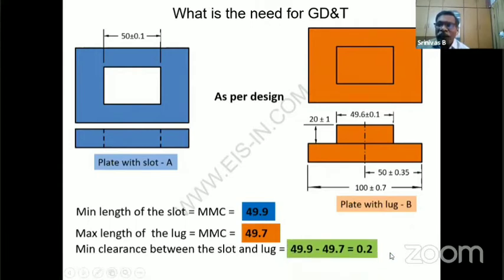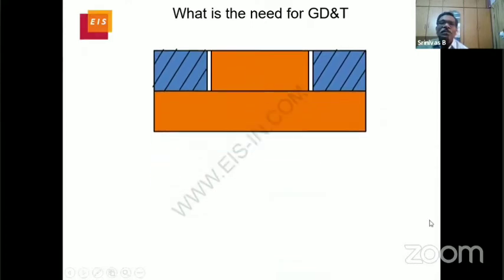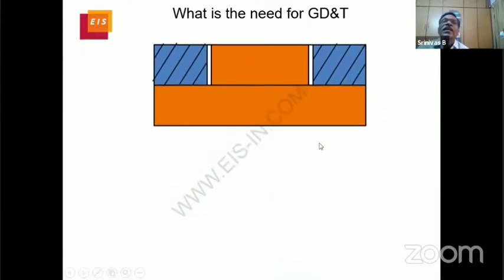a clearance of 0.2 mm total. Per side, it is 0.1 mm clearance. Therefore, assembly is possible. I would show you how the assembly is. You see, assembly is very beautiful, very nice. It is possible. That is our design.